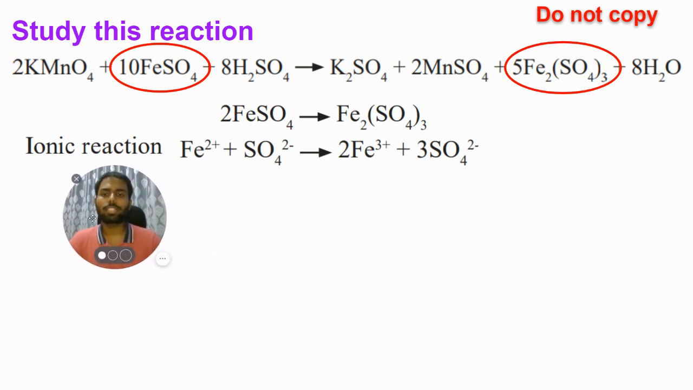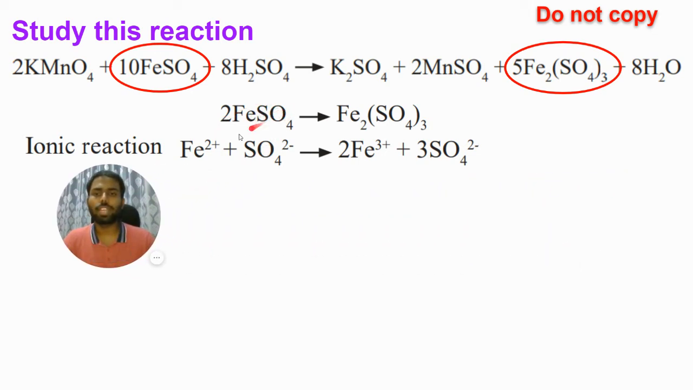So in the ionic reaction, instead of FeSO4, I can write Fe2+ and SO4 2-, and instead of Fe2(SO4)3, I can write Fe3+ and SO4 2-. Why can I write it like this?